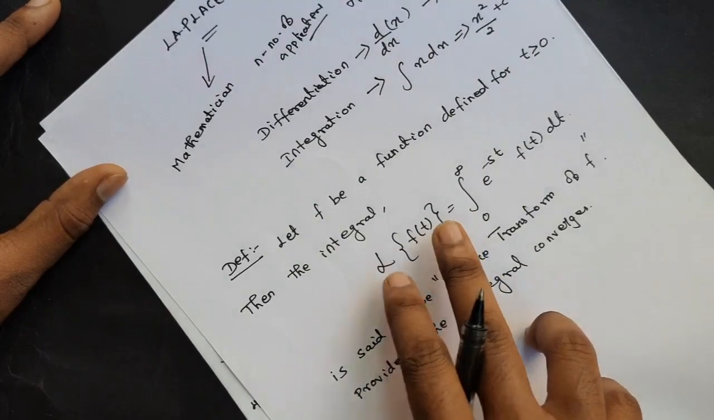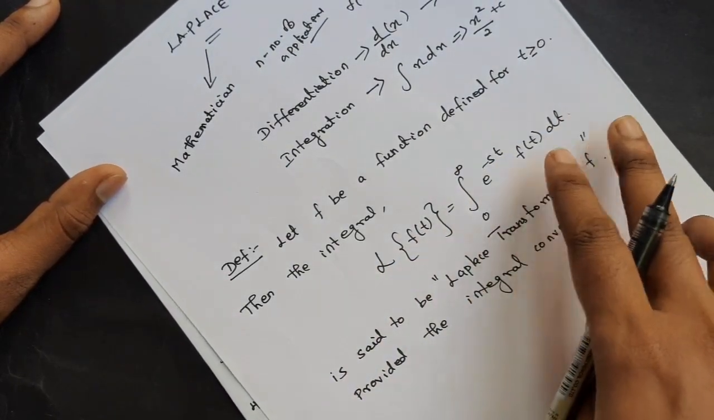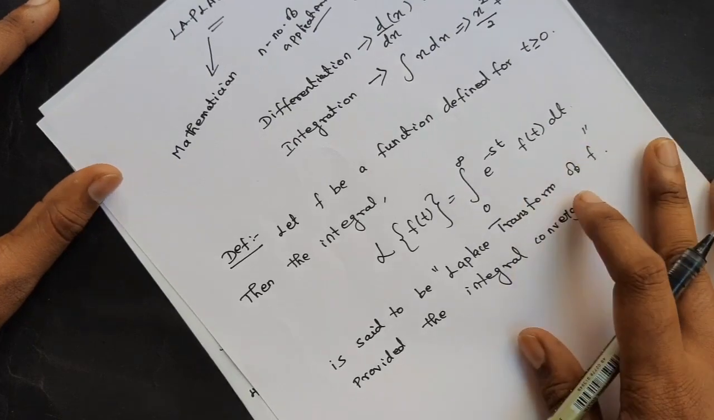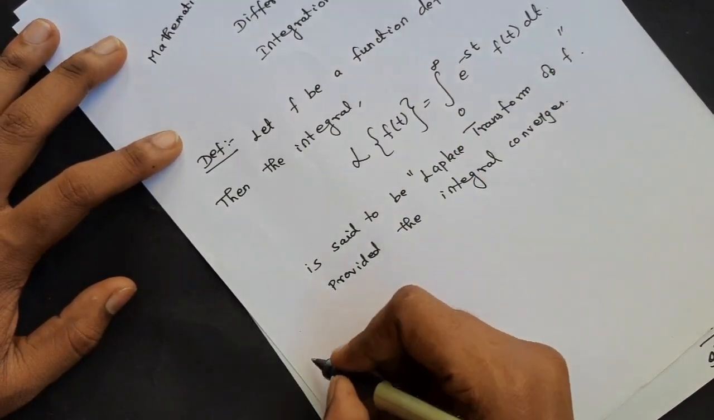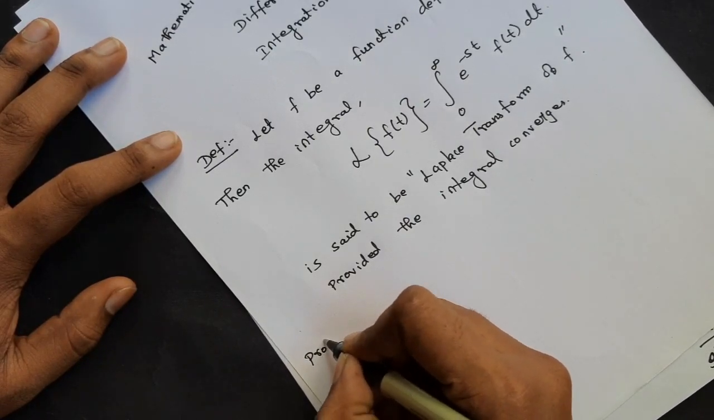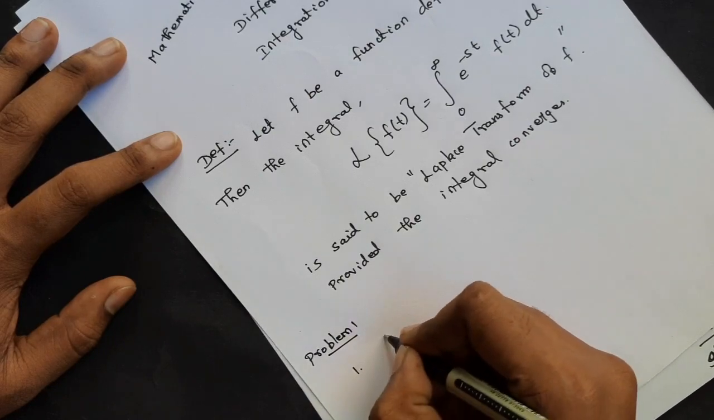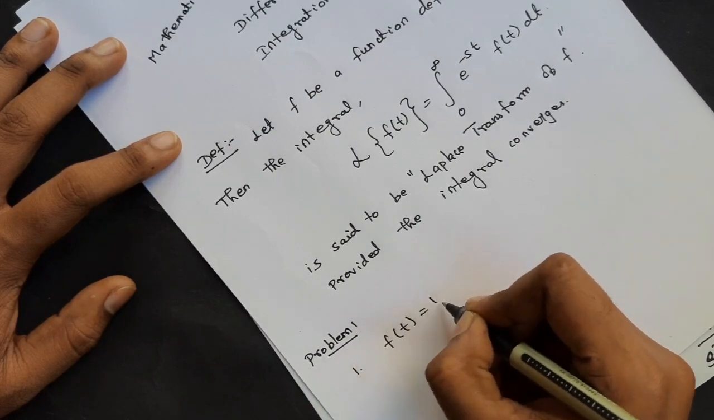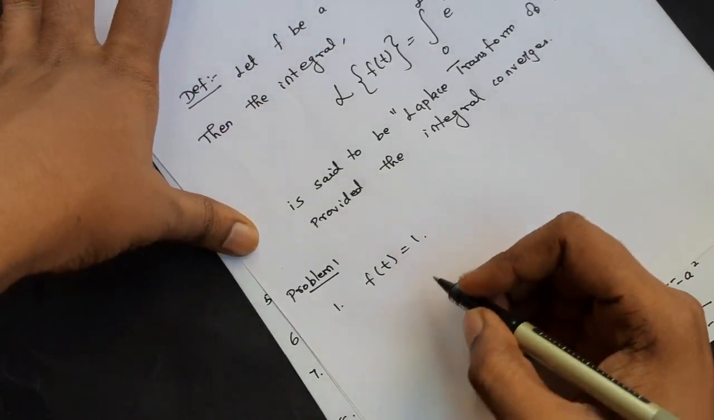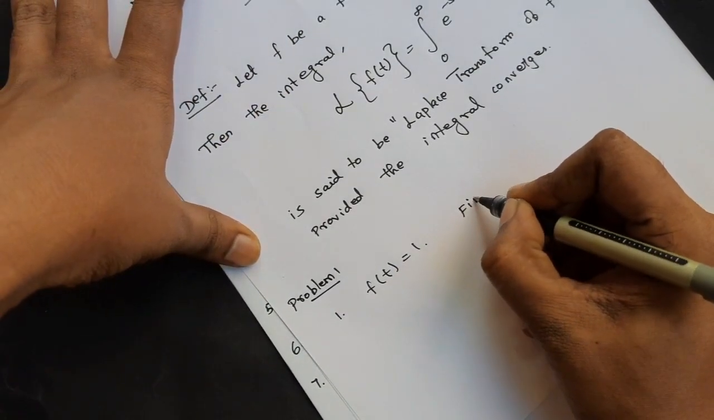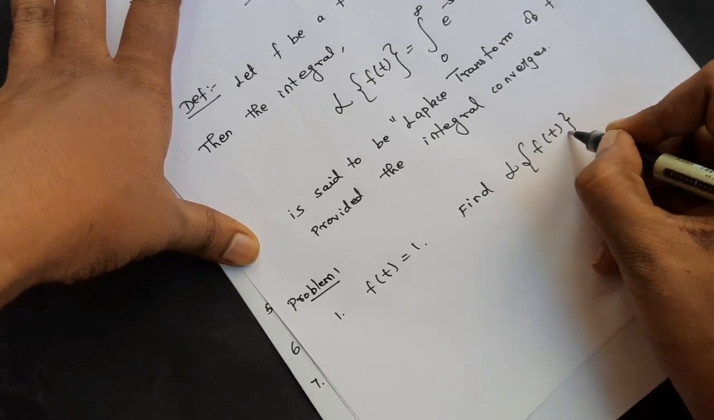Okay, so this is the formula for Laplace transform. Here f of t is any function: integral 0 to infinity e power minus st f of t dt. Now let's do some problems based on this formula. Problem number 1. In this first problem, I am taking my f of t as 1, and I am going to find L of f of t.